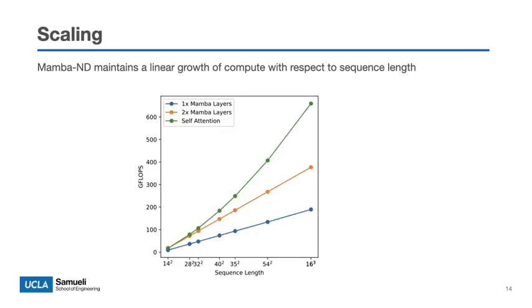Mamba-ND maintains a linear growth of compute with respect to sequence length, making it particularly friendly for scaling to larger scale, as opposed to the quadratic complexity of self-attention in transformers. This concludes my presentation.